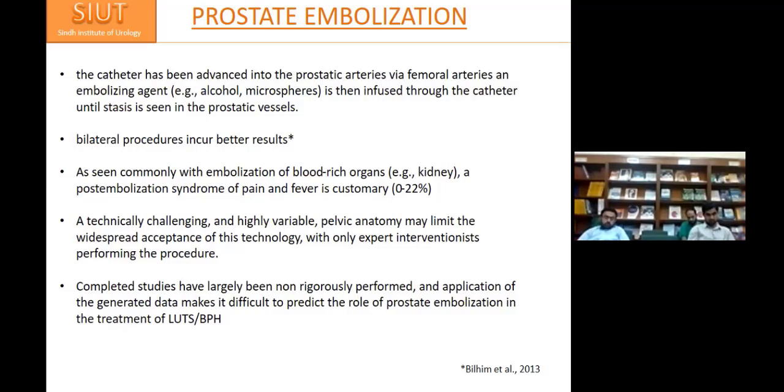The technically challenging and highly variable pelvic anatomy may limit the widespread acceptance of this technology, with only expert interventionists performing the procedure. Completed studies have largely been non-rigorously performed, and the heterogeneity of the generated data makes it difficult to predict the role of prostatic embolization in the treatment of LUTS and BPH.